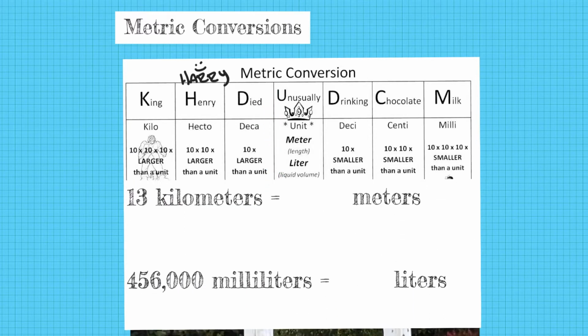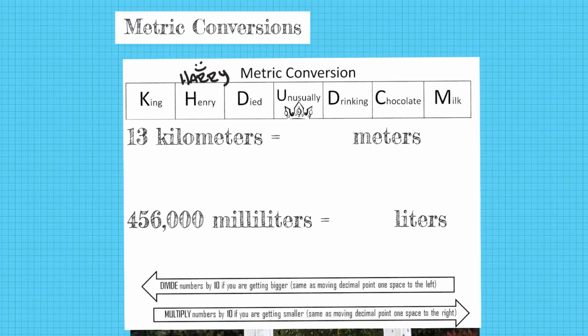So let's look at a couple of examples. First, I'm going to be going kilometers to meters. So I'm going to start with kilometers, and I'm going to move 1, 2, 3 spaces to the right. If I'm going to go from milliliters to liters, I'm going to start way over where the M is, and I'm going to travel to the left, 1, 2, 3 to get to liters, which is going to be right in the middle.